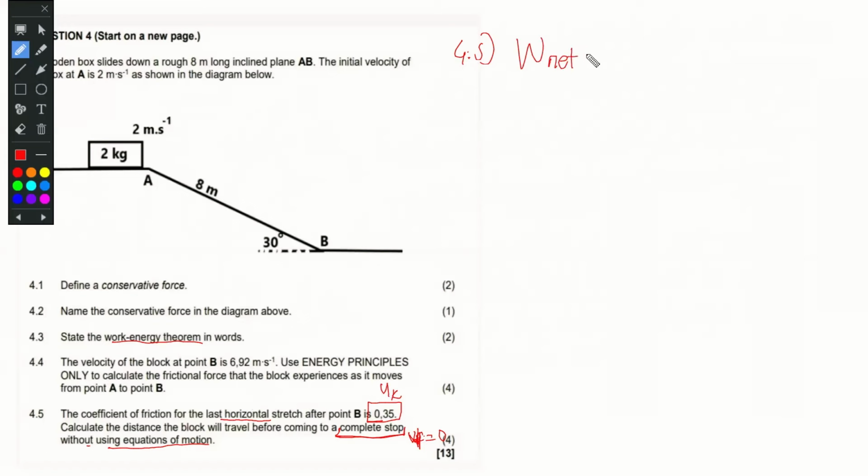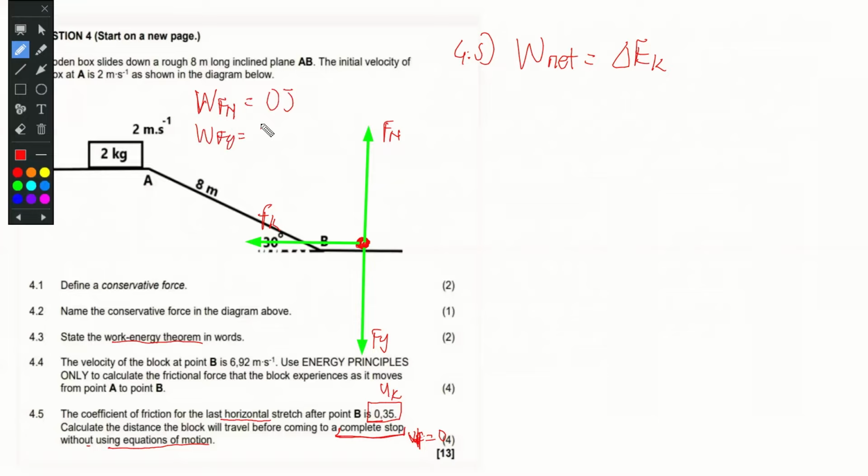So I would say WNet is equal to what? Change in EK. Now note that on the horizontal stretch, this is how our free body diagram would look. It will obviously have the normal force up there, the gravitational force down there, and parallel to the horizontal surface will be your kinetic frictional force, right? Now we already know that the work done by Fn, the normal force, will be 0 joules, and also the work done by Fg will be 0 joules, right?